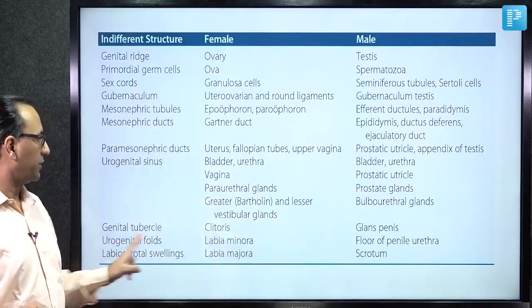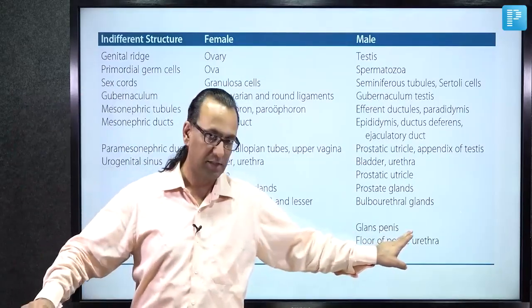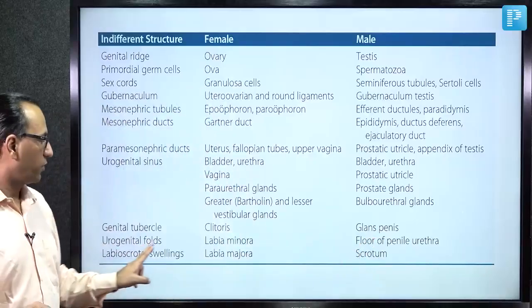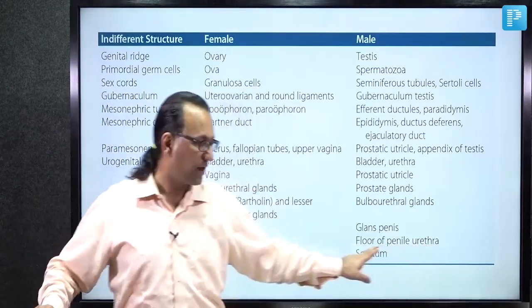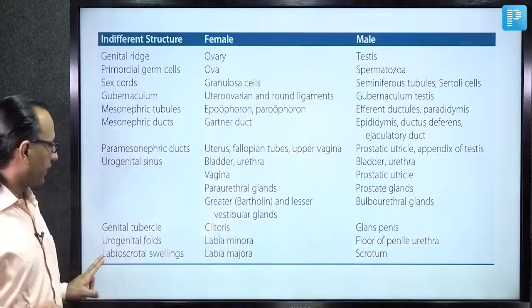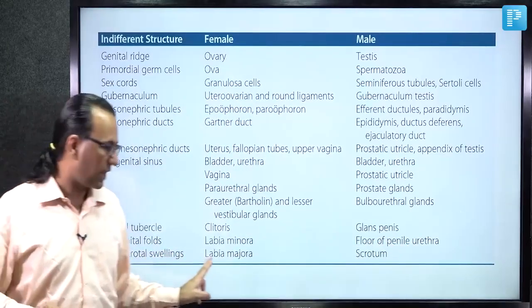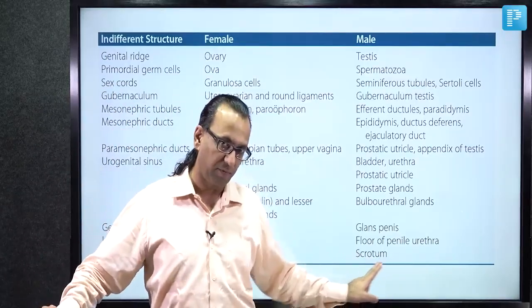Now, regarding the genital tubercle, in the external genitalia, we find clitoris in female and males have glans penis. The urogenital folds are going to form labia minora in female, and it is the floor of the penile urethra in male along with penile scrotal raphe. And if it is the labioscrotal swelling, genital swelling, then in female it is labia majora, whereas male will have the scrotum developing from there.